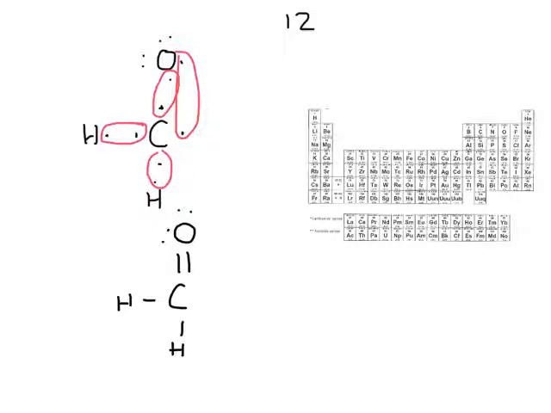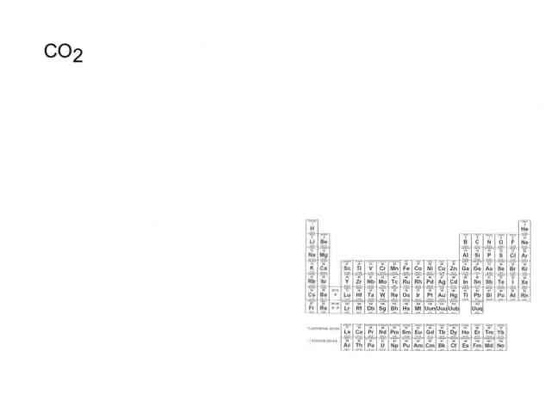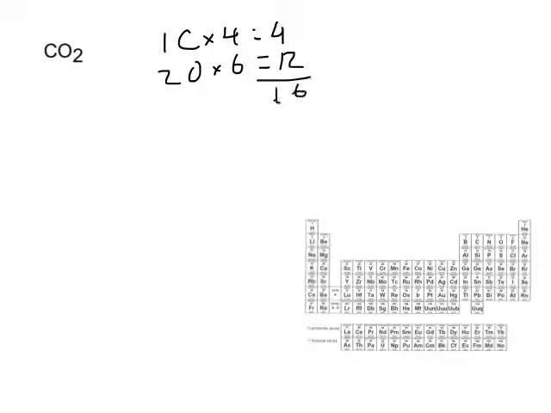Let's do a couple more with some extra bonds in it so you can see some more practice with those. Again, carbon, 4 electrons, 2 oxygens, 6 electrons. So my total is 16. Carbon goes in the middle because it has the fewest valence electrons. Dot, dot, dot, dot. Oxygen goes on the outside.